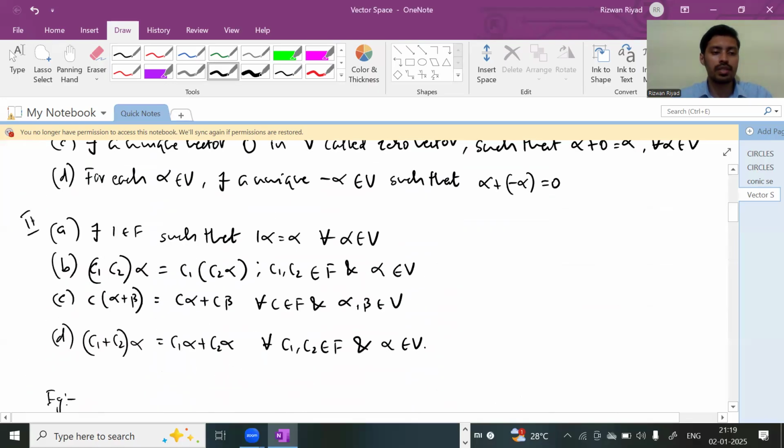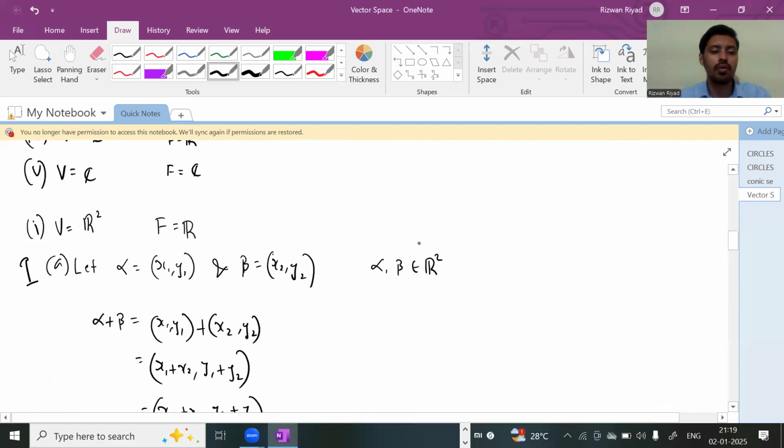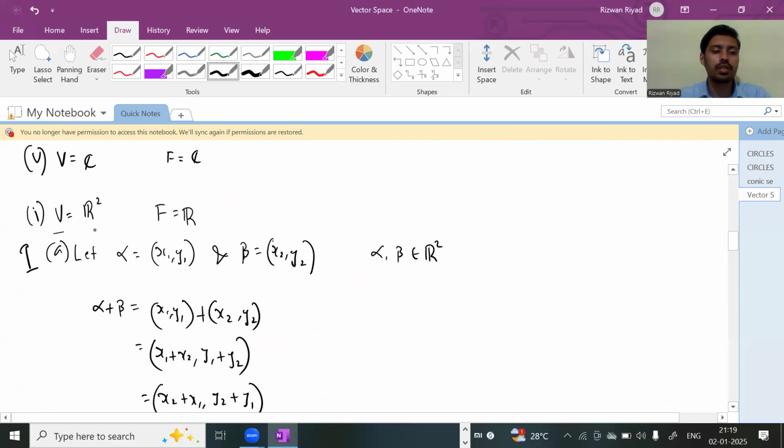What was our first axiom, the first one in the first set? That addition is commutative. That means alpha plus beta will be equal to beta plus alpha for all alpha, beta belonging to V. Let's see how this is satisfied in our first example, where V is R square and F is R. Property A, the first property.